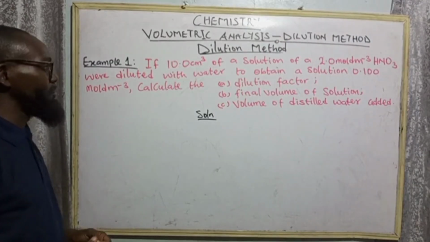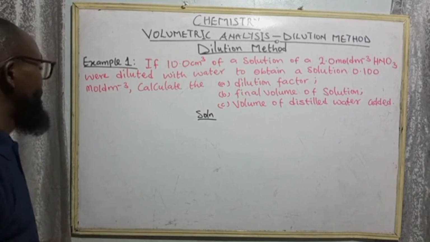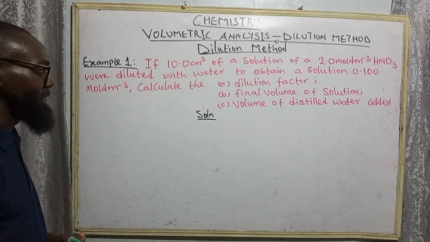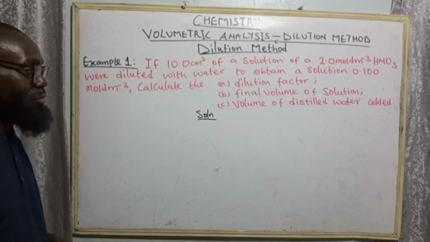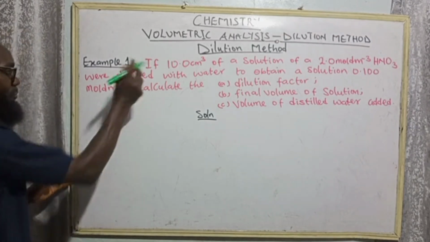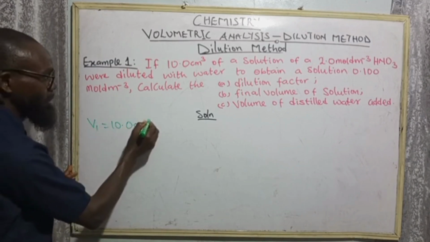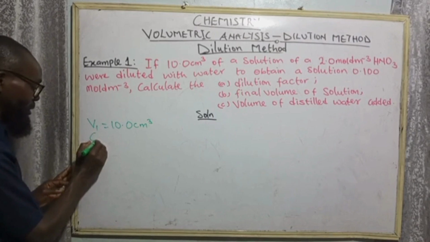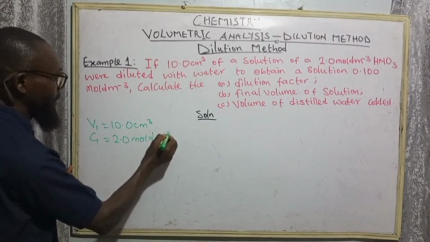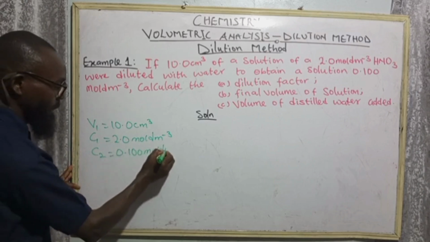Example 1. If 10.0 centimeter cube of a solution of 2.0 mole per dm cube HNO3 were diluted with water to obtain a solution of 0.100 mole per dm cube, calculate A, dilution factor, B, final volume of solution, C, volume of distilled water. Here, 10.0 centimeter cube is the first volume, V1, and the first concentration C1, that's the concentration of the HNO3, is 2.0 mole per dm cube, while the second concentration C2 equals 0.100 mole per dm cube.